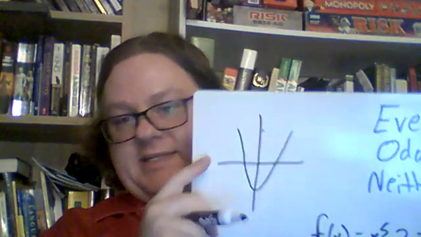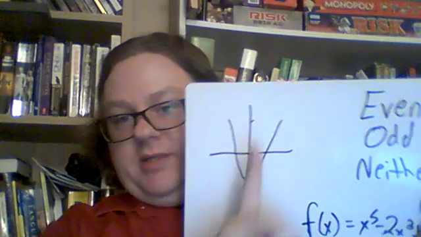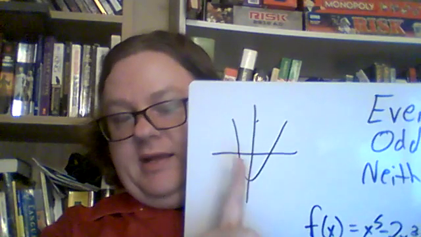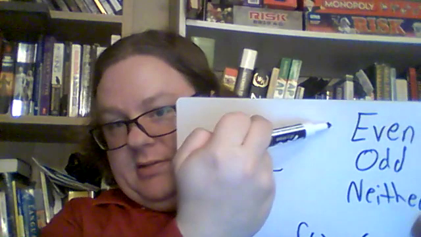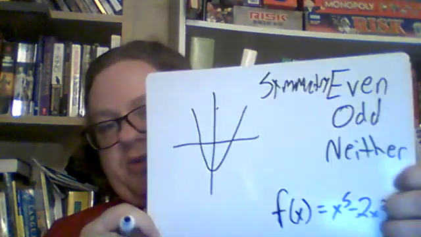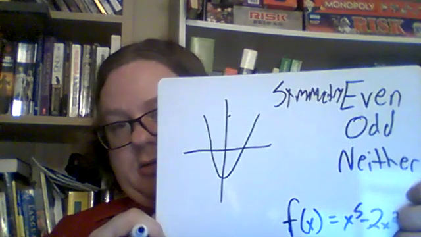If it has symmetry on the y-axis, where it's identical on the left and right, if it has symmetry on the y-axis, it's even. That's symmetry. Symmetry is even. Okay?